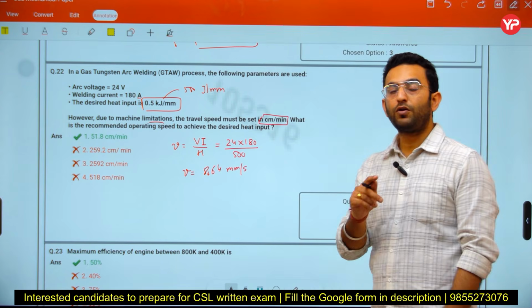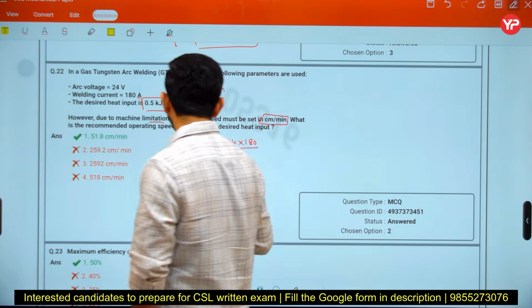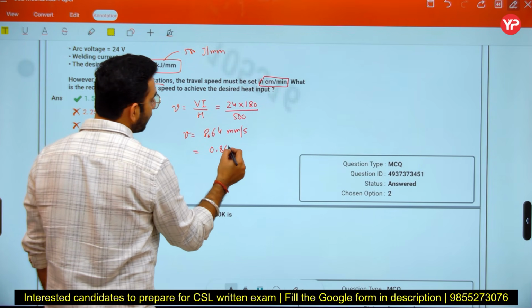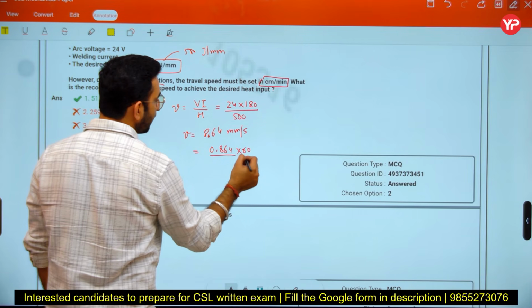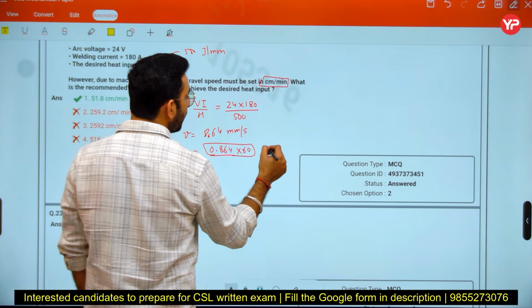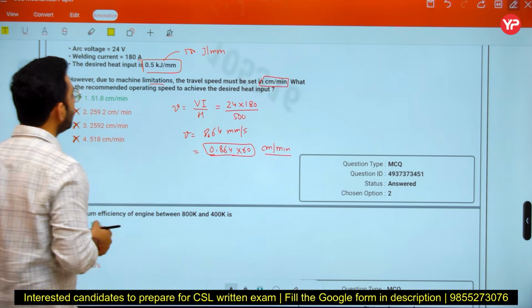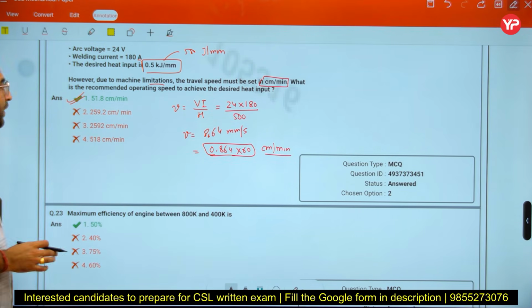Okay, now you have to convert this value in the centimeter per minute here. So just do the conversion. So you are going to get 0.864 centimeter multiply by 60. Okay, and the final answer will come out to be in the form of centimeter per minute. Okay, so option number A is going to be the correct answer in this case. The question is very simple.